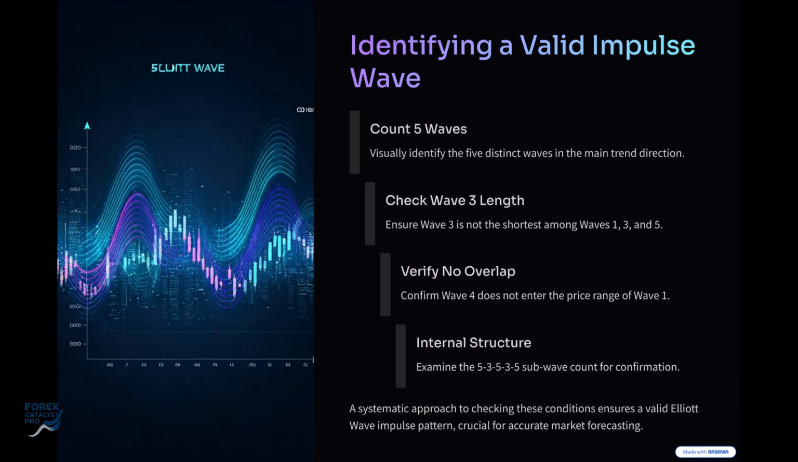Identifying a valid impulse wave: follow a systematic checklist. First, count 5 distinct waves in the direction of the trend. Second, ensure Wave 3 is not the shortest among waves 1, 3, and 5. Third, confirm Wave 4 does not overlap Wave 1's price territory. And finally, verify the internal structure follows a 5-3-5-3-5 pattern. These checks ensure your wave count is accurate, which is essential for reliable market analysis.